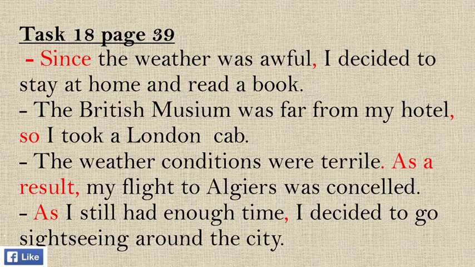So for the first sentence, عندنا since at the beginning قلنا نديروا فاصلة or comma between the first part and the second part. For the second sentence we have so in the middle, ندير قبلها a comma. For the third sentence عندي as a result, I have to put a full stop before the connector and a comma after the connector. For the last sentence we have as at the beginning, so we have to separate between the two sentences with a comma.